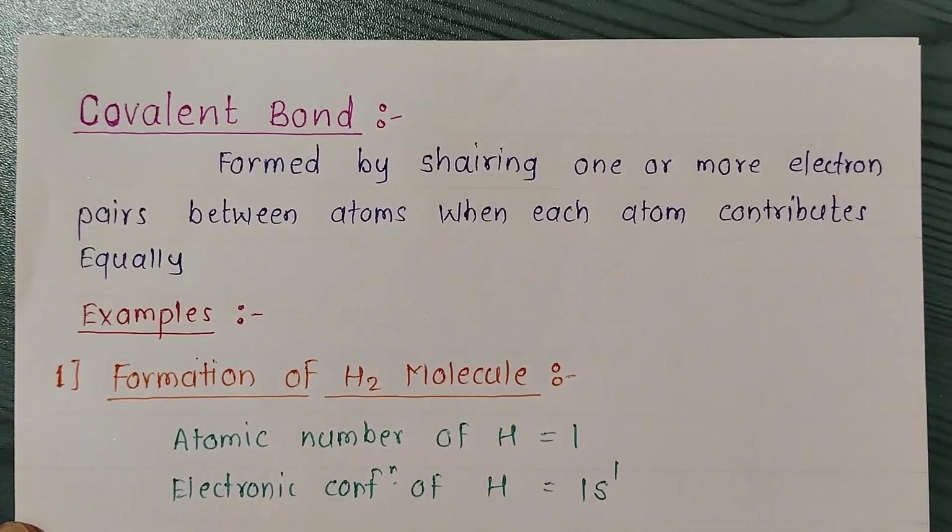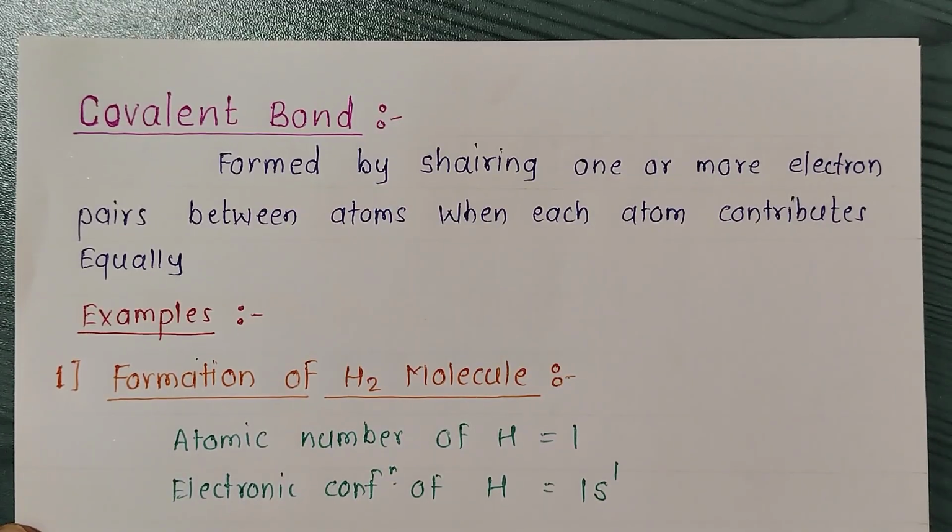Hello everyone. Why do hydrogen atoms combine to form H2? Why does chlorine exist as Cl2? And how is water formed from hydrogen and oxygen? The answer lies in one of the most important concepts in chemistry, that is the covalent bond.